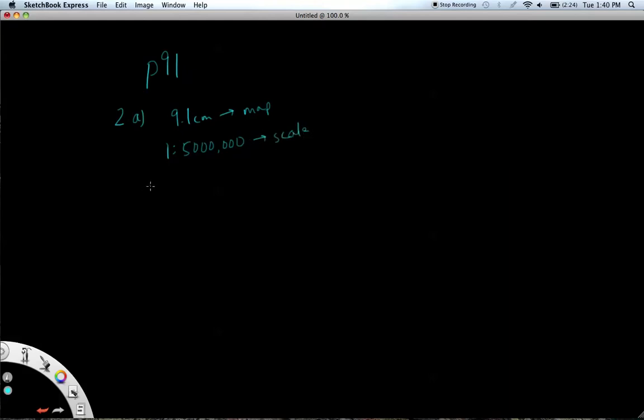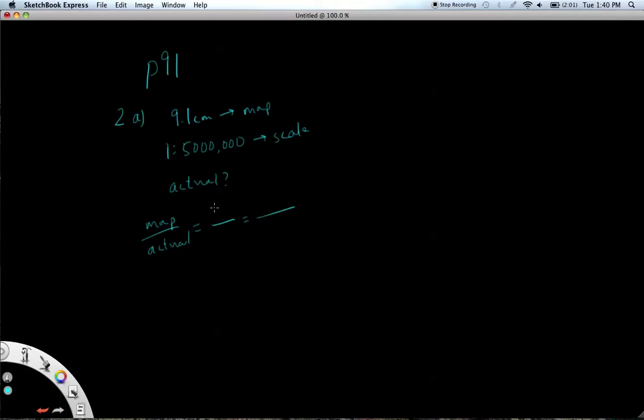So now I've got the map distance and the scale. Now part A says, what is the actual distance between the two cities? And that's what I want to try and find. This is a situation where writing fractions will actually help us out. So let's solve that. Let's put map over actual.